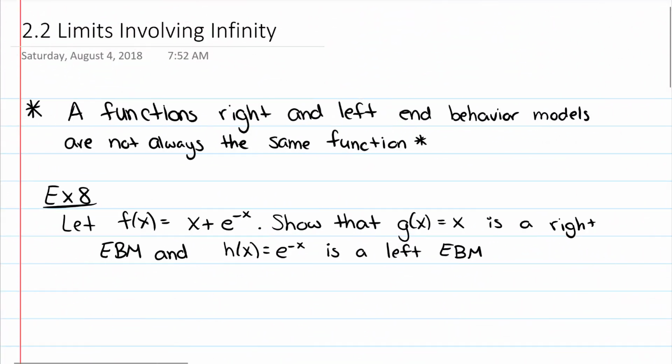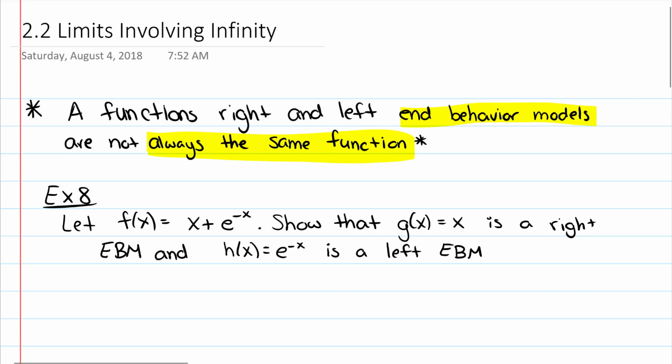Example 8. In example 8, we're going to look at functions and determine their end behavior models when the right end behavior model is not necessarily the same as the left end behavior model. So it's very important to note that a function's right and left end behavior models are not always the same function. And in this next example, we're going to see that.